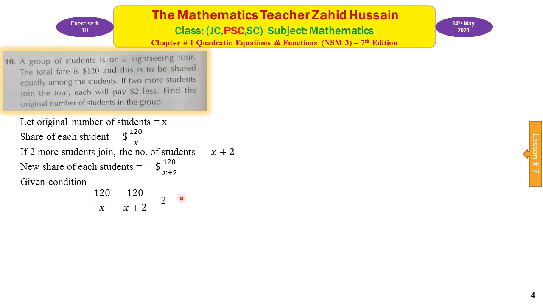Now this is an equation which involves fractions. We know that we solve this type of equation by taking the LCM of the denominators. No factor is common in the denominators, so the product of both factors will be the LCM. x into x plus 2 is the LCM. Dividing x into x plus 2 by x, we will get x plus 2, and x plus 2 will be multiplied by 120. We will get 120 into x plus 2. Then this minus sign, and x into x plus 2 divided by x plus 2 will give you x, and x multiplied by 120 is equal to minus 120x.